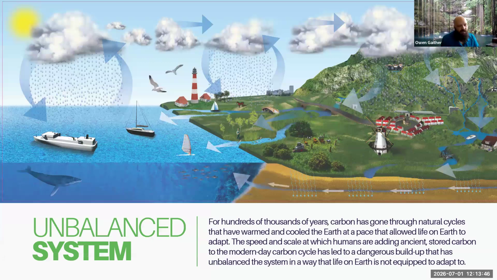But for hundreds of thousands of years, carbon has gone through natural cycles that have warmed and cooled the Earth at a pace that allowed life on Earth to adapt. The speed and scale at which humans are adding ancient stored carbon to the modern day carbon cycle has led to a dangerous buildup that has unbalanced the system in a way that life on Earth is not equipped or able to adapt to. Meaning what was a natural cycle for carbon to move in and out of land and sea and underground, we have taken what's called sequestered carbon, basically fossil fuels, old dead stuff, right? And we've brought that sequestered carbon from underground and put it into the atmosphere, adding carbon to the atmosphere that doesn't belong there. And that's what's causing the problem. And don't worry, we're going to get into that in more detail in a little bit.